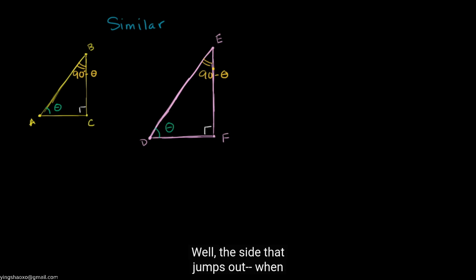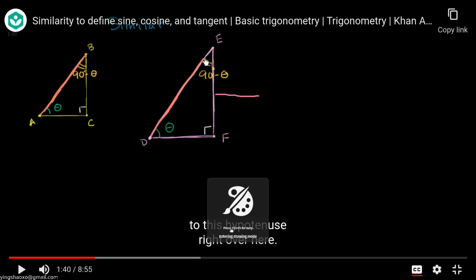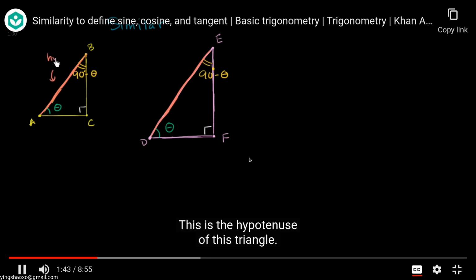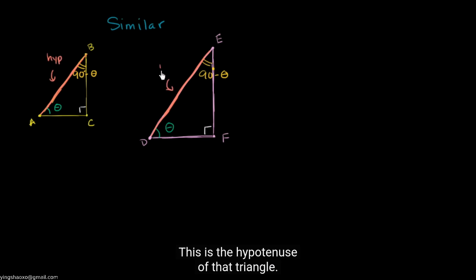The side that jumps out when you're dealing with right triangles the most is always the hypotenuse. So this right over here is the hypotenuse. This hypotenuse is going to correspond to this hypotenuse right over here. Hypotenuse is just a word for this side. If you have a right triangle, it's the side that's opposite the right angle. We could write that down. This is the hypotenuse of this triangle, and this is the hypotenuse of that triangle.